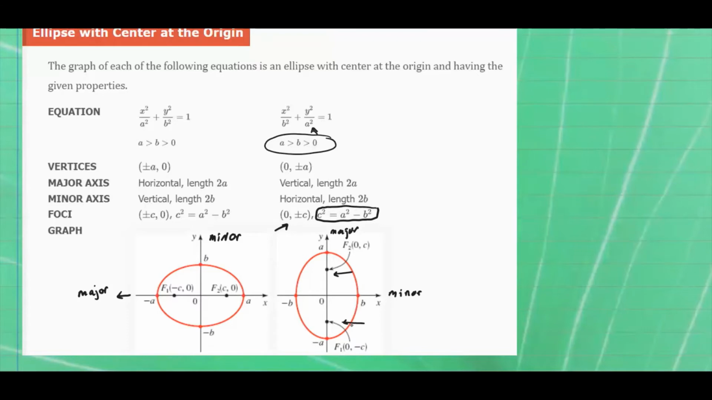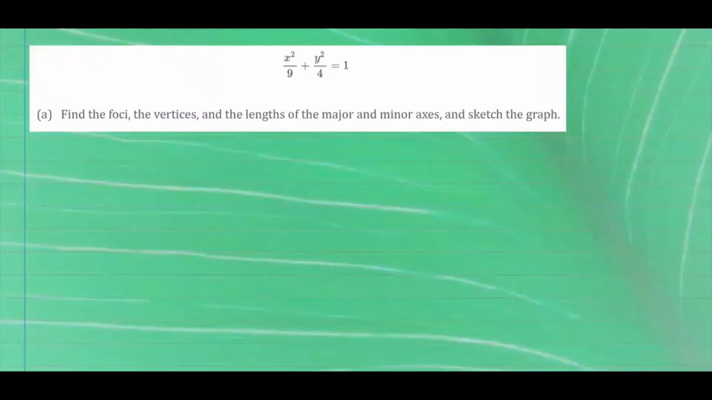So let's go ahead and do an example, that way you're familiar with how to use this and how to find all of these little details about an ellipse. All right, so let's take a look at our first problem. Here we have an equation of an ellipse, and we want to find the foci, the vertices, and then we're going to graph the ellipse.